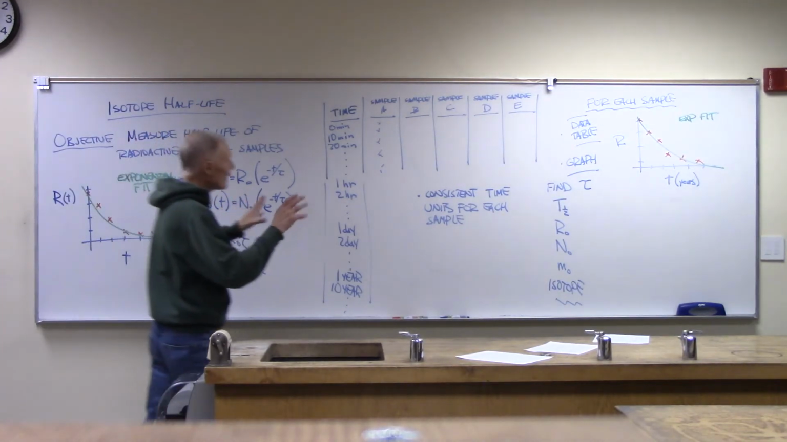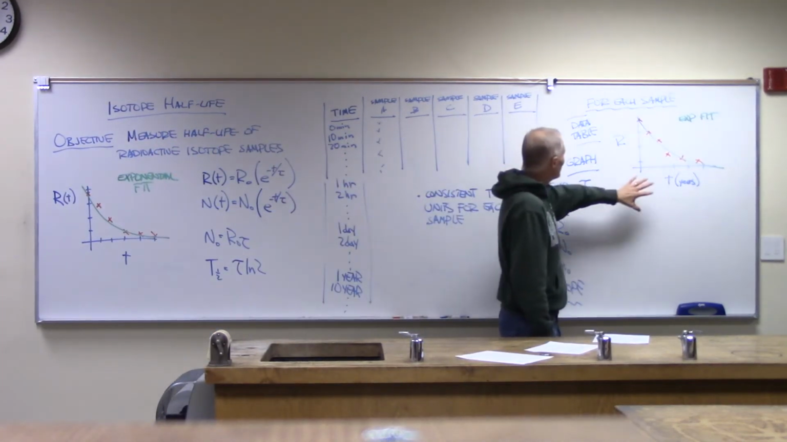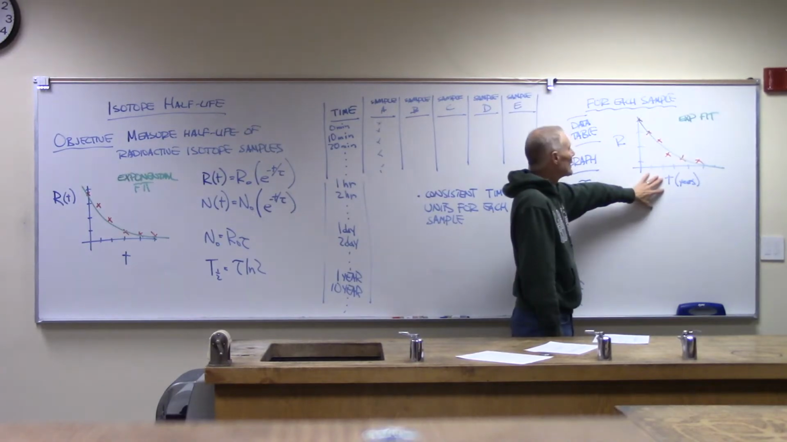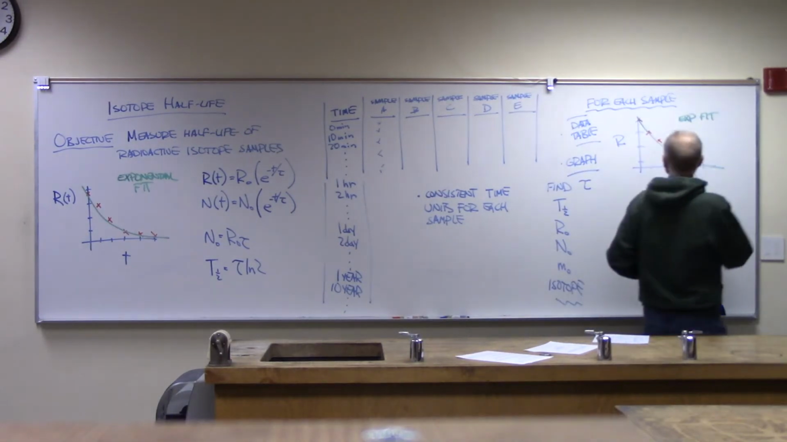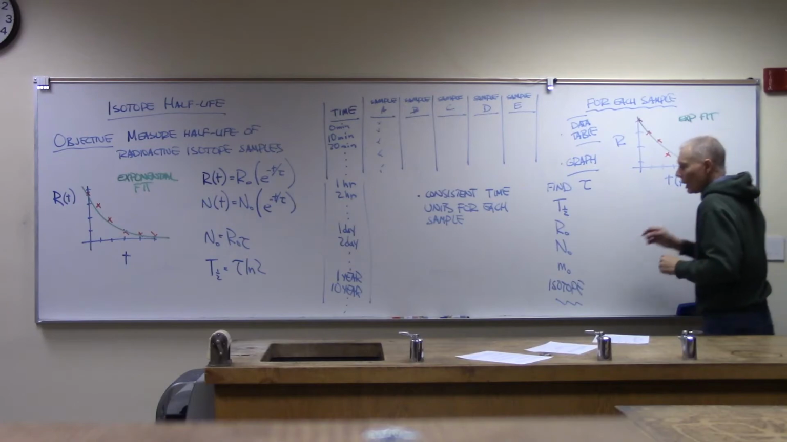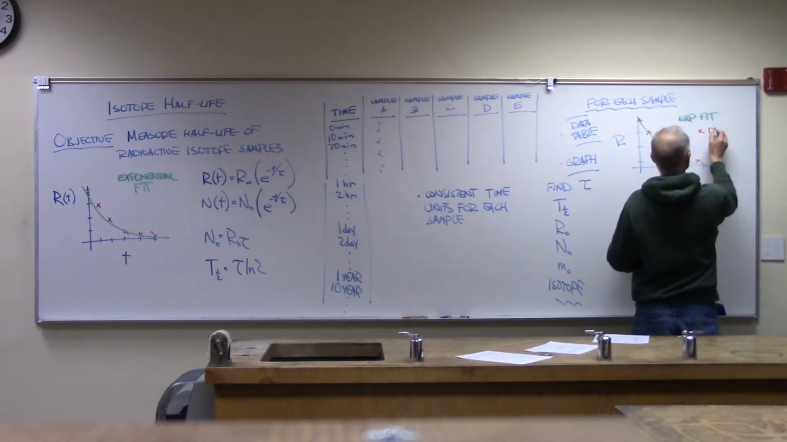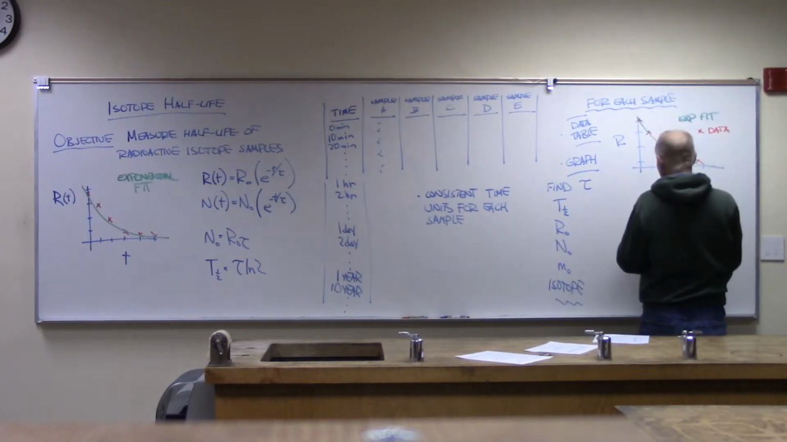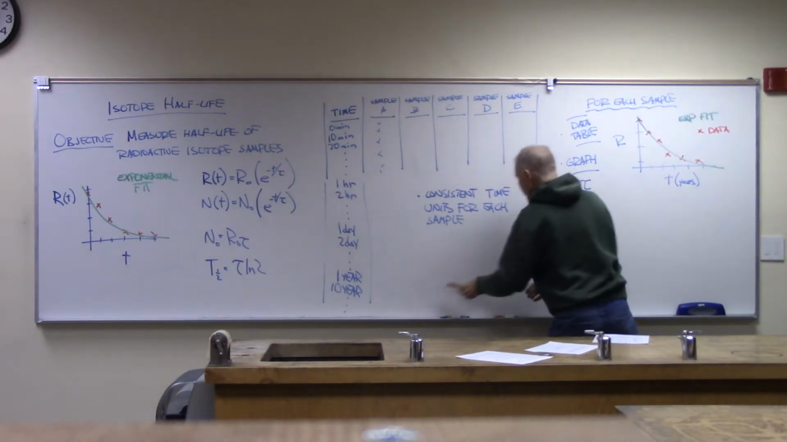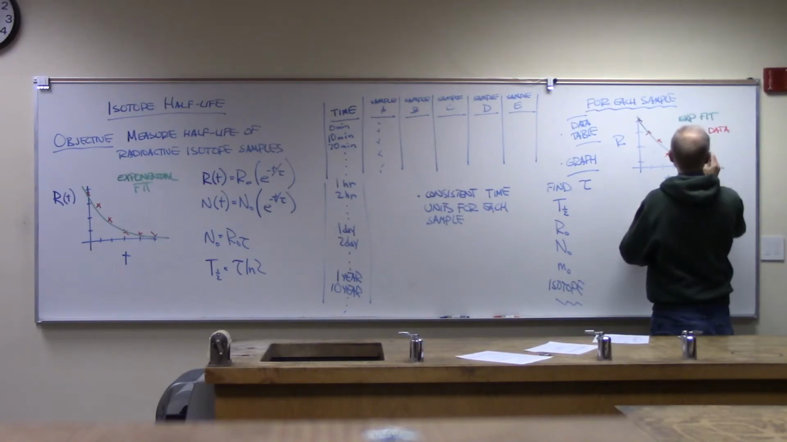So use whatever time scale seems appropriate. And then for each one of the samples, we want to generate a graph. Now, make sure that the data gets plotted here, as always. So there is the data. And then what we would like to do is an exponential fit.